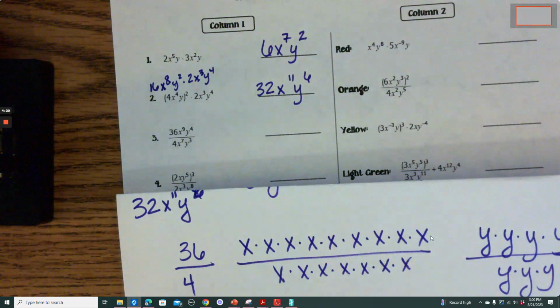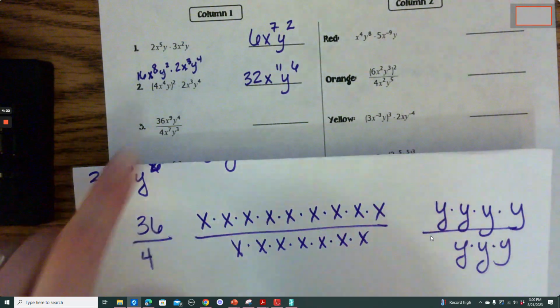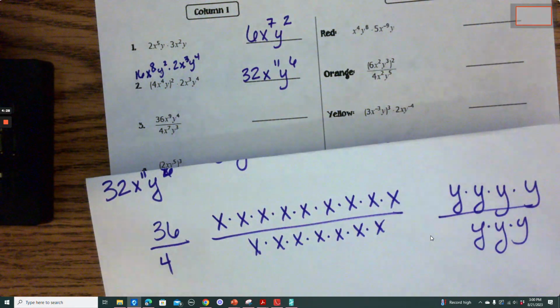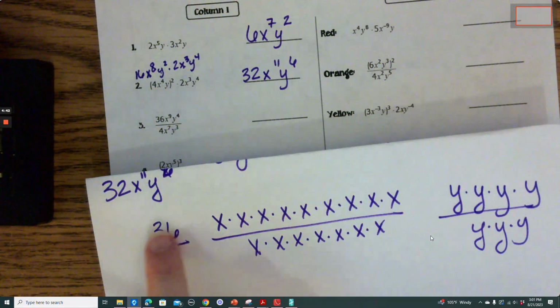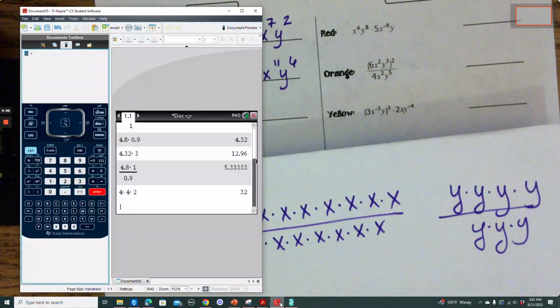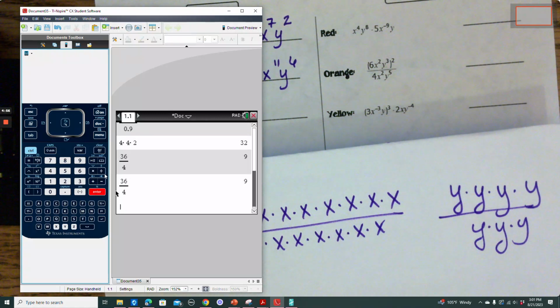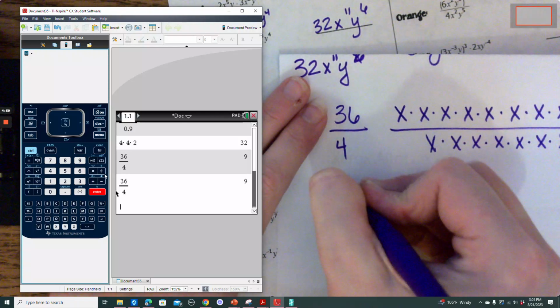So does everybody see what I'm doing when I'm pulling those apart? Whatever the exponent says, I just write that letter that many times. For this one, to make it easier to deal with, I split it into sections. So I'm looking at just the numbers, then just the x's, and then just the y's. I can split fractions up like that. We okay? All right, so 36 over 4. Fractions are just division. So I could put that in my calculator as 36 over 4 and simplify it, but it's just a division problem, 36 divided by 4. So we know 36 over 4, that's a 9.